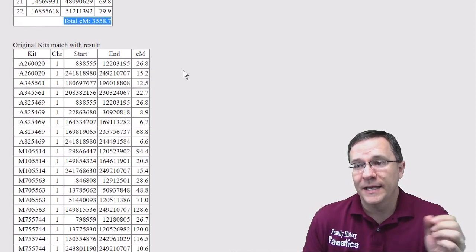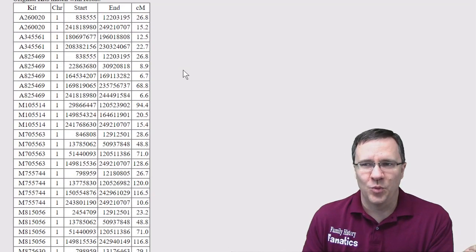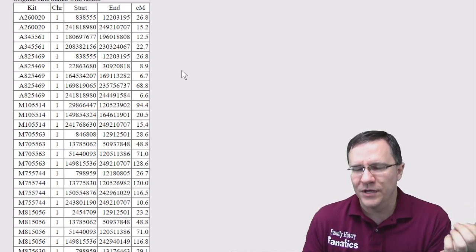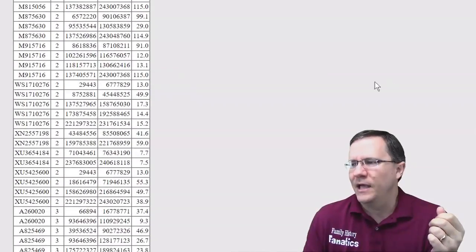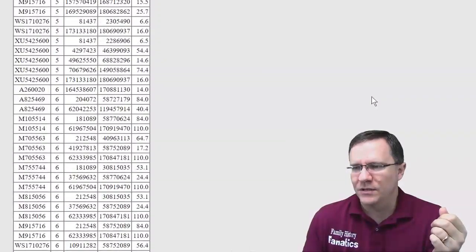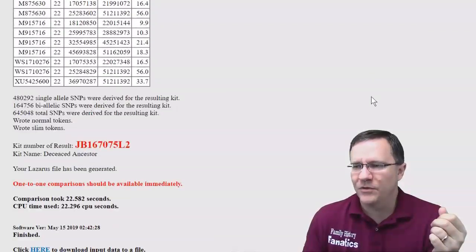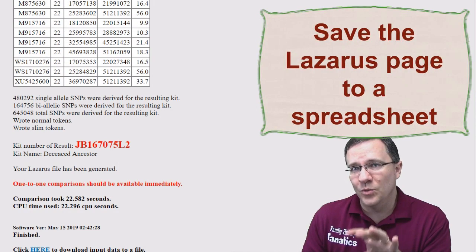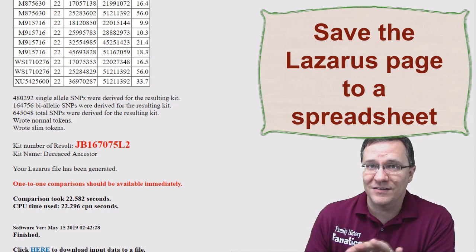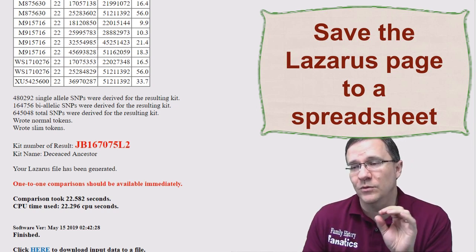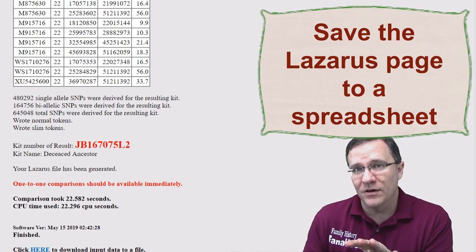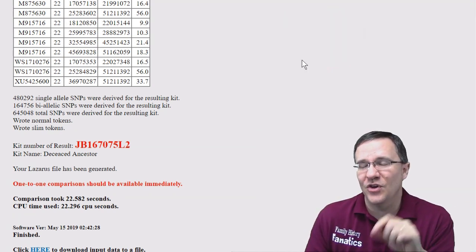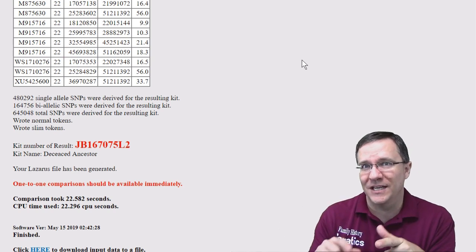Now this final table is which kits match with which segment. So it's just the same table as above that is really reordered into the chromosome and the starting location. And then down at the bottom, we have some information. Now, one thing I will say, when you're creating a Lazarus kit, this is the only time you're ever going to be able to see this information. So you might want to save all of this onto a spreadsheet in case you want to look at any of this information. There's no way to go back to this information and find it again.